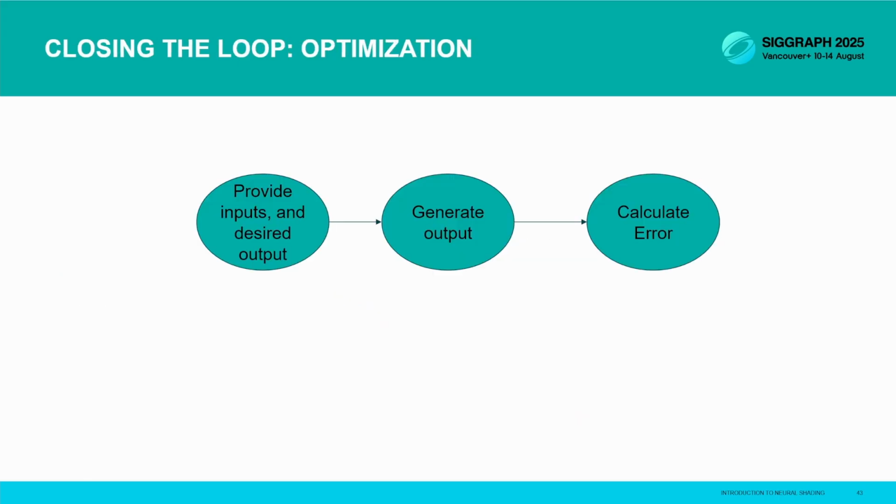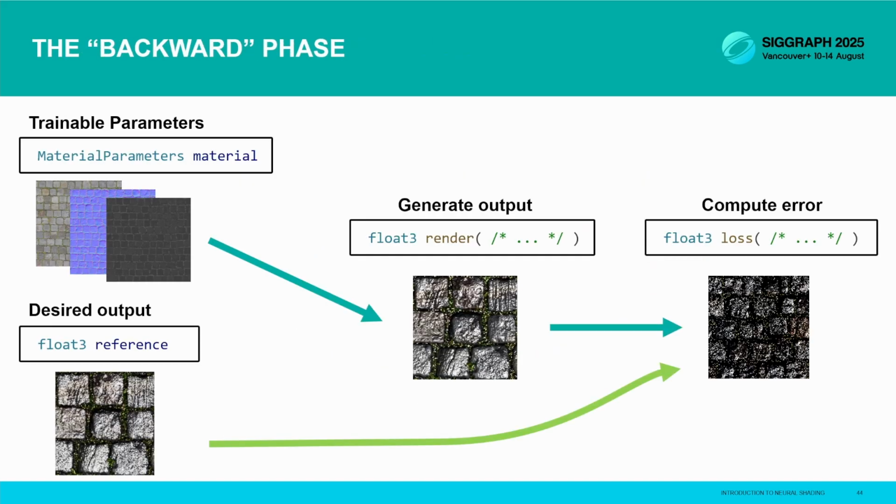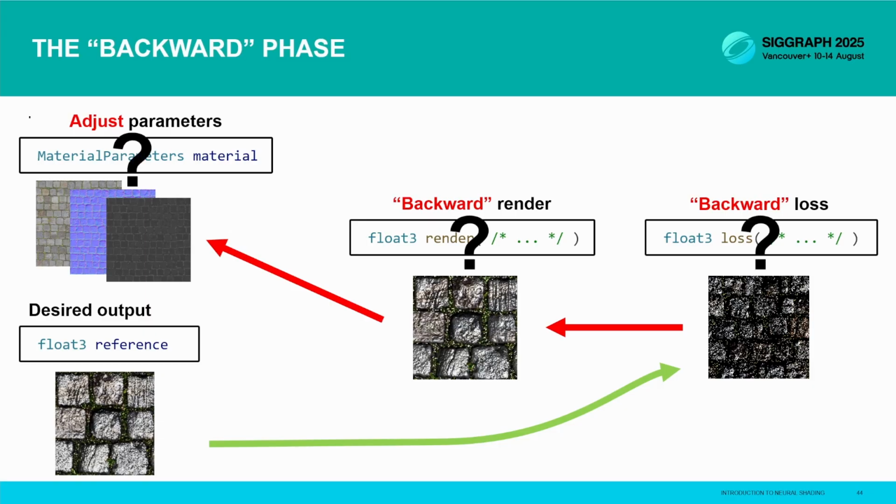The last step we have to figure out is how to close this loop and figure out how we need to adjust the inputs to make the error smaller. That completes the optimization. This is something called the backwards phase, because we need to run backwards through our code to work out how the inputs need to change to make the loss output go down. But how do we actually do this?